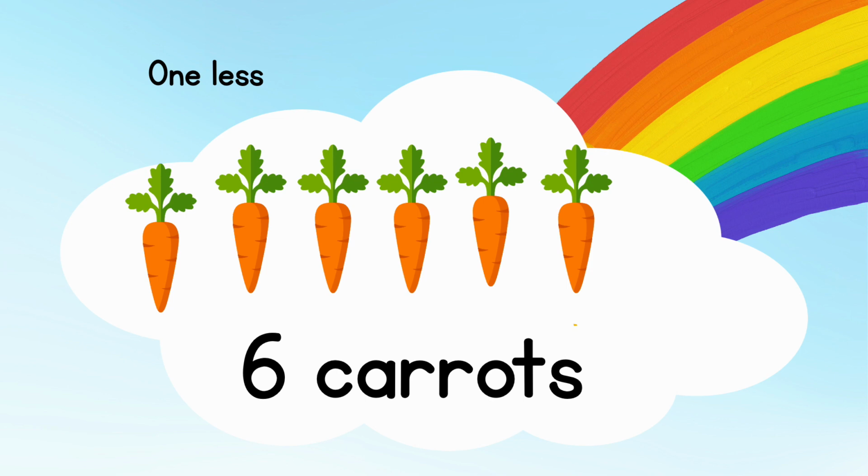So 1 less than 7 is 6 carrots. Let's check it. 1, 2, 3, 4, 5, 6. 1 less than 7 is 6.